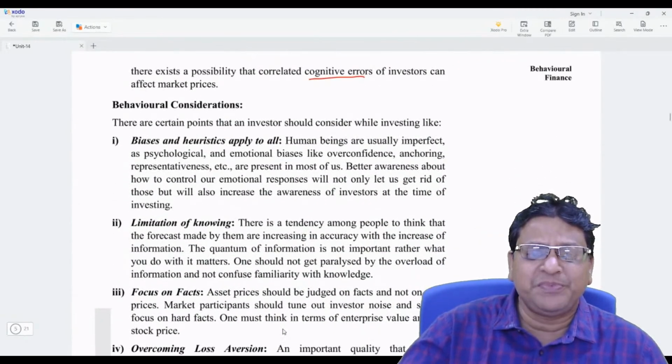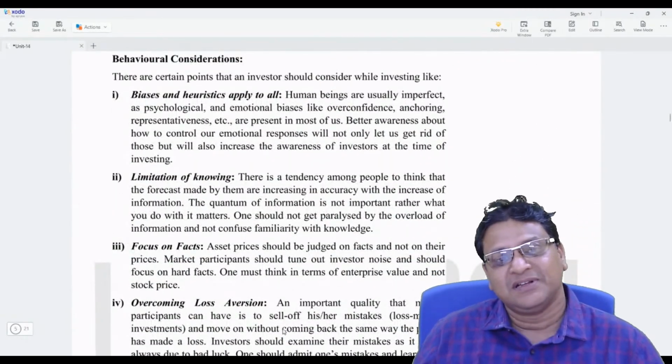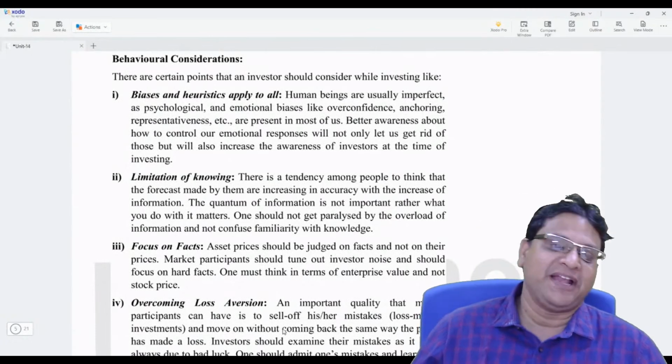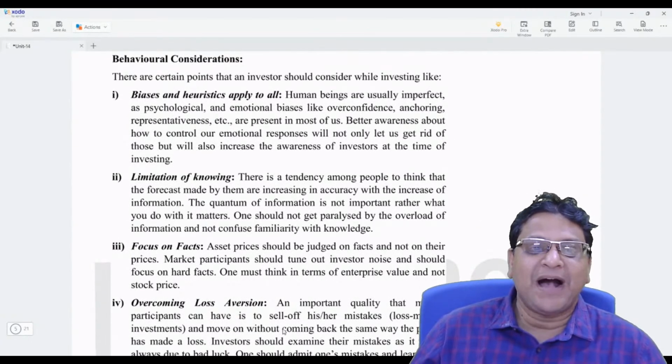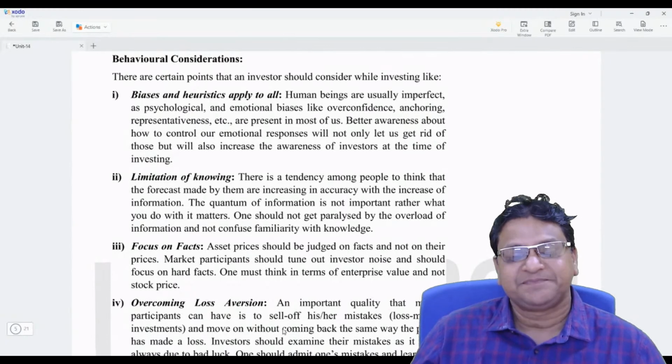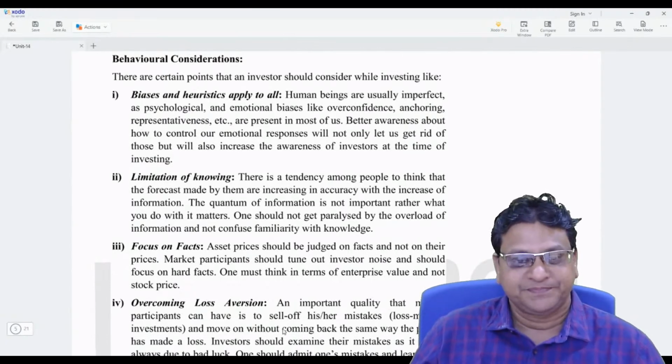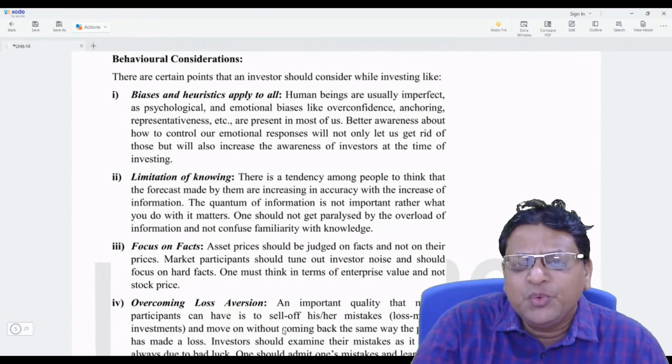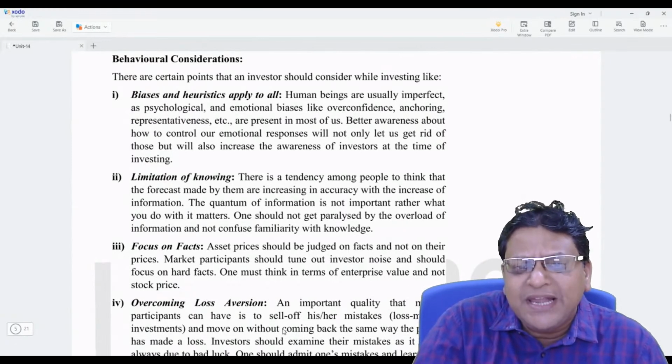Next we will discuss certain behavioral considerations in behavioral finance. First one is that biases and heuristics apply to all. We know that human beings are usually imperfect.